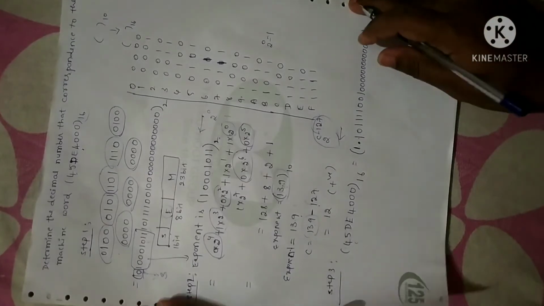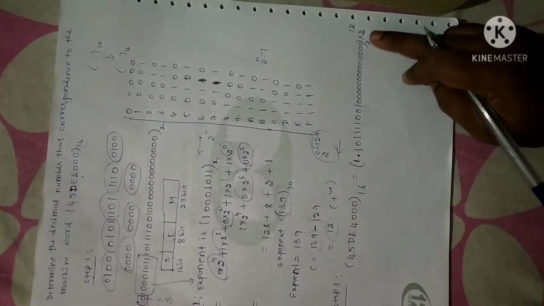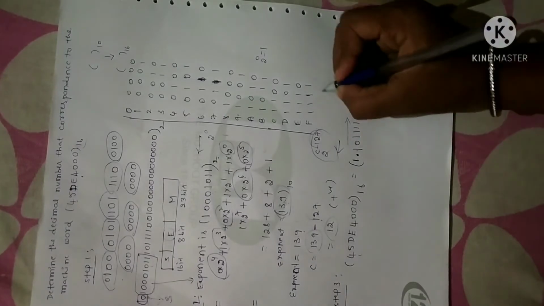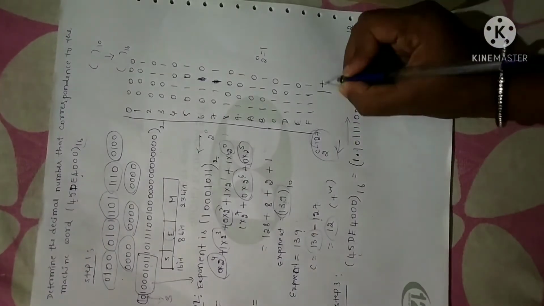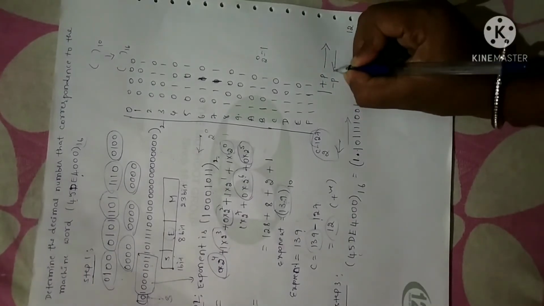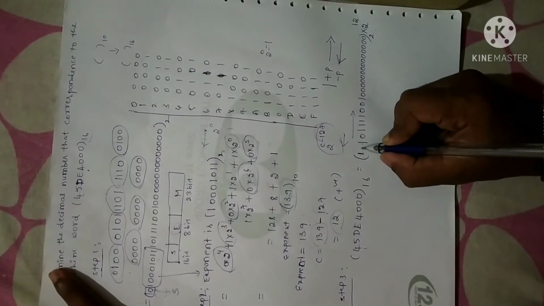Clear? Now this number I have to multiply with 2 power, whatever the C value I have obtained. Here I have obtained the C value as 12, so I have written 2 power of 12. Since you have a positive power, you have to shift this point in this direction. Remember, I am writing here for your reference. When you have positive power, you have to shift the decimal in this direction. When you have negative power, you have to shift the decimal point in this direction. So since you have a positive power, you have to shift the decimal point by 12 digits.